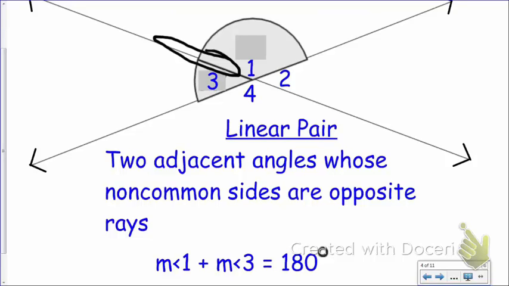So angle 1 and angle 3 are a linear pair. Angle 1 and angle 2 are also a linear pair. Angle 2 and angle 4 are a linear pair, and angle 3 and angle 4 are a linear pair. We also have angle 1 and angle 4 are vertical angles, and angle 3 and angle 2 are also vertical angles. So we have a lot of these types of angles in this picture.